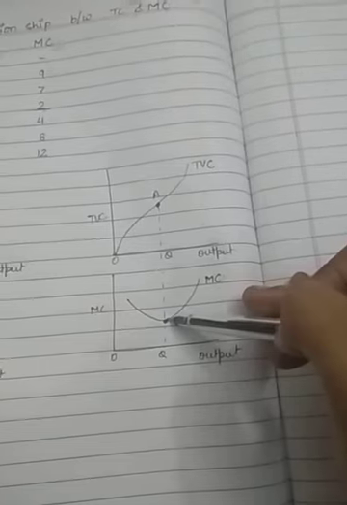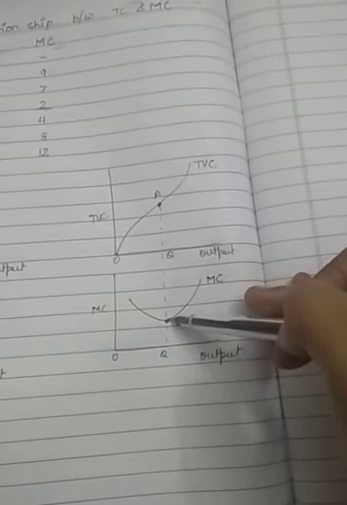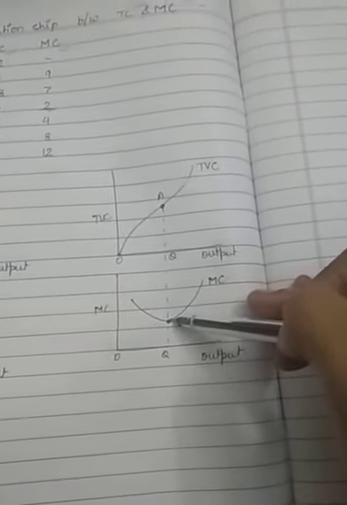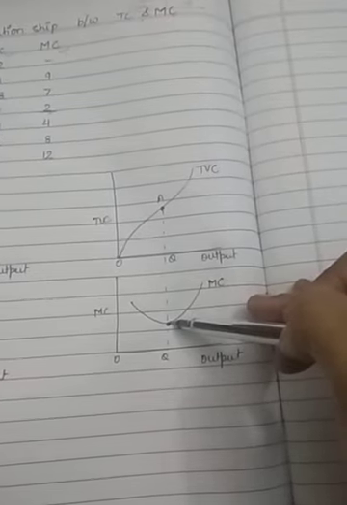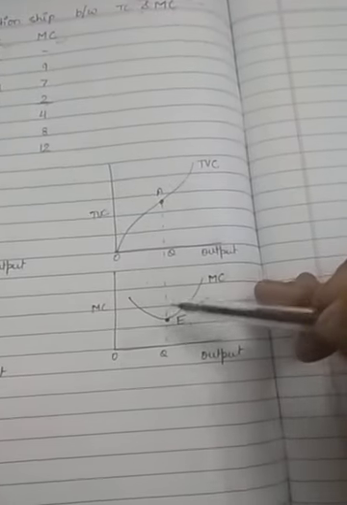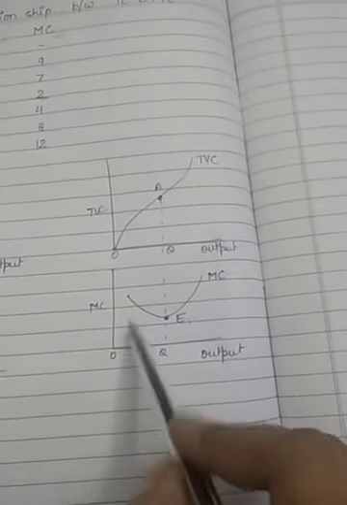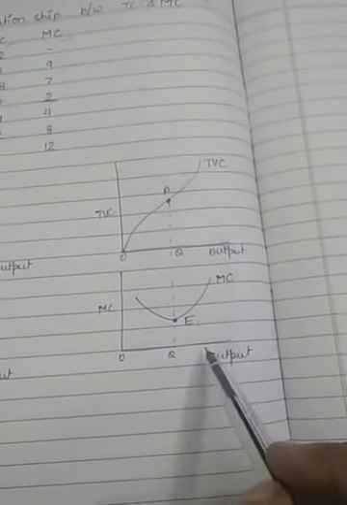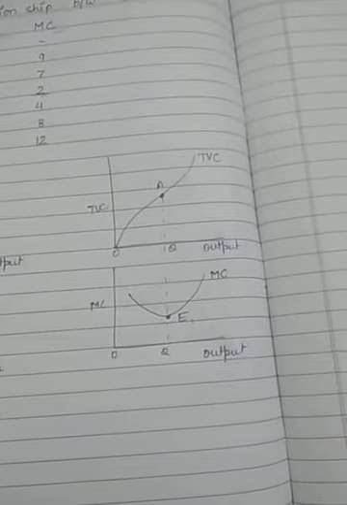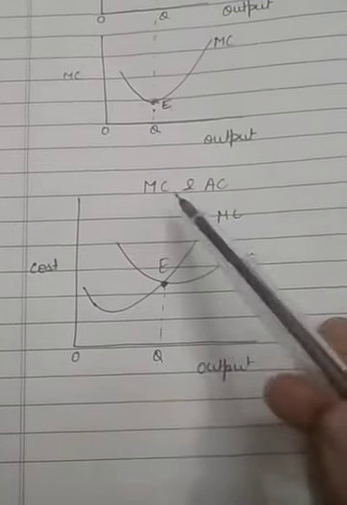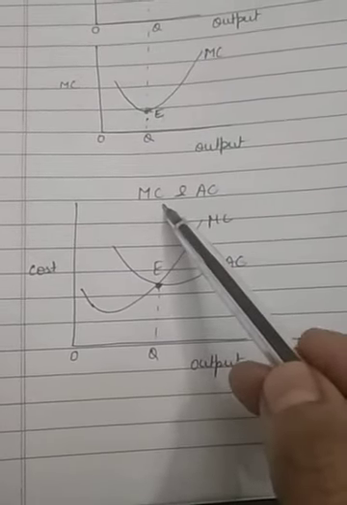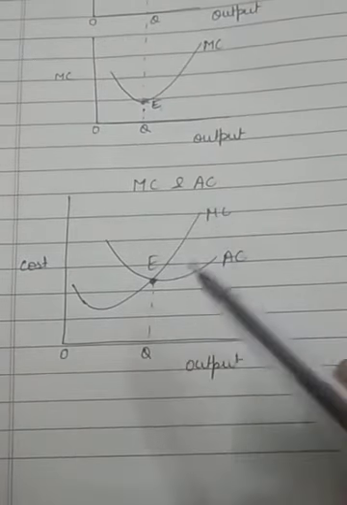The same relationship as we have discussed in the TC and MC, that is same. And the fourth point, TVC is equal to the sum total of MC. That means the area under the MC curve is equal to TVC. Now the next relationship, the third relationship, here we are going to discuss between MC and AC.